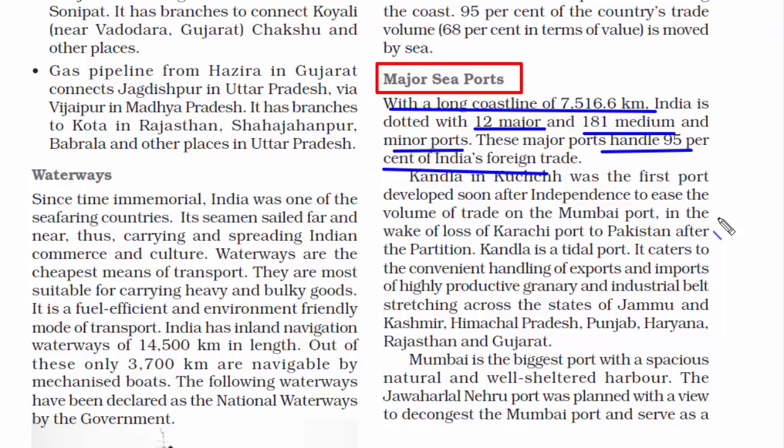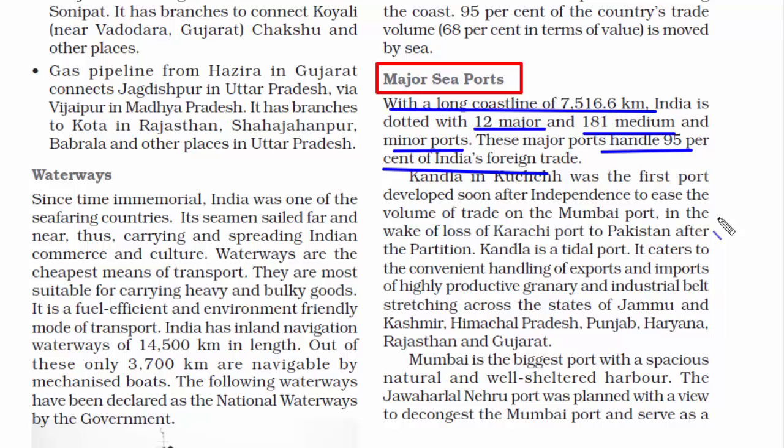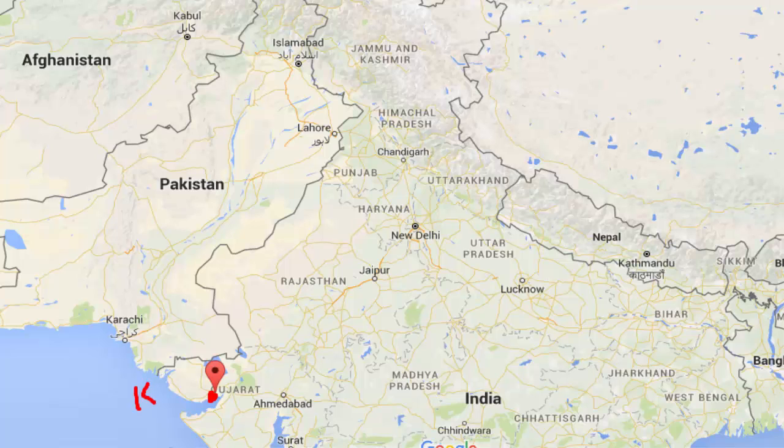Some of the major seaports before independence that were under British control were the Mumbai port, the Chennai port, and the West Bengal seaport. The Kandla seaport was specifically developed to ease the volume of trade on the Mumbai port. Most of the goods that go to the states of Jammu and Kashmir, Himachal Pradesh, Punjab, Haryana, Rajasthan and Gujarat all get delivered and picked up from the Kandla seaport.